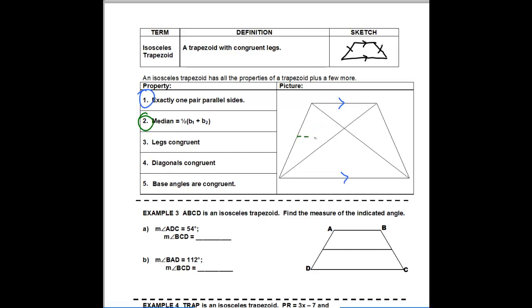So the median. The legs are congruent, so this side is the same as this side. The diagonals are congruent, so this entire thing here is congruent to this entire thing here. And base angles are also congruent. So this angle here is congruent to this angle here. And then this angle here is congruent to this angle here. So those are for isosceles trapezoids. Not all trapezoids, but isosceles trapezoids.